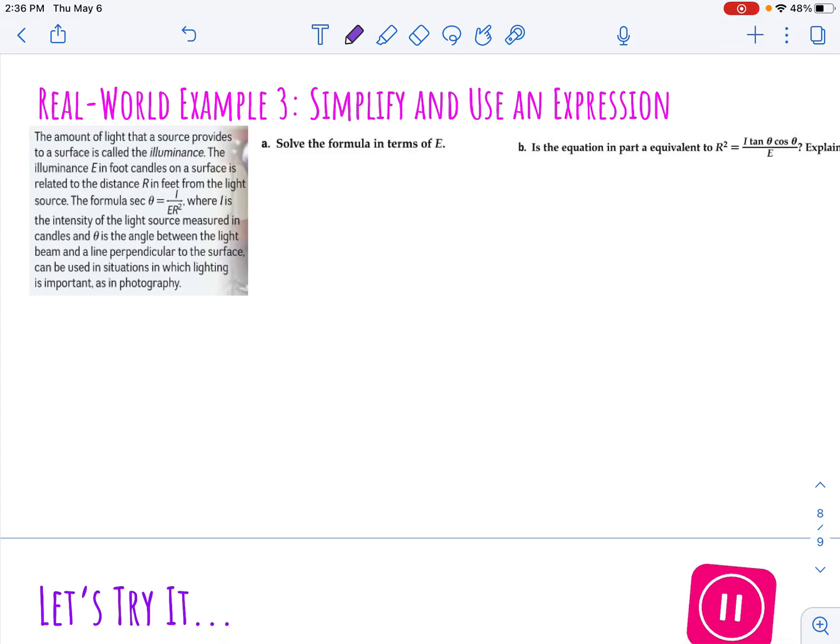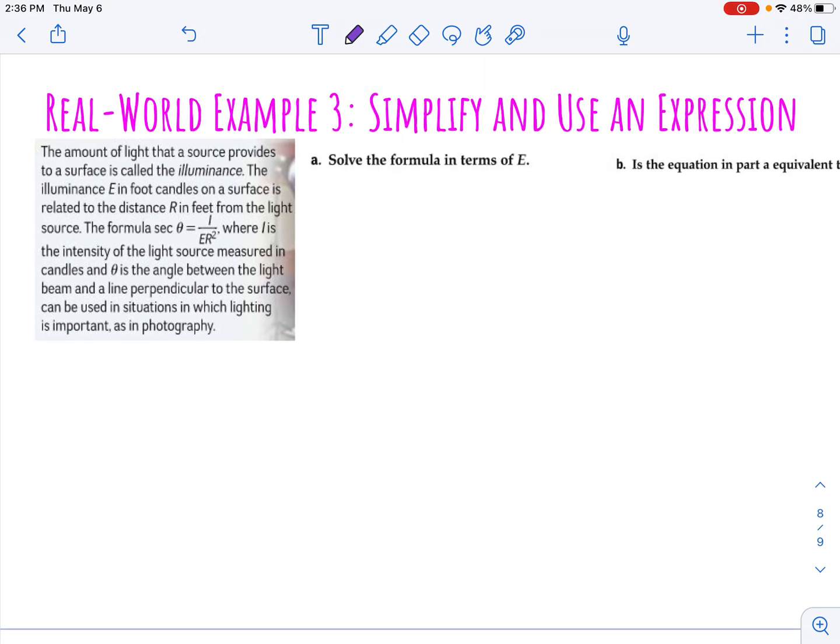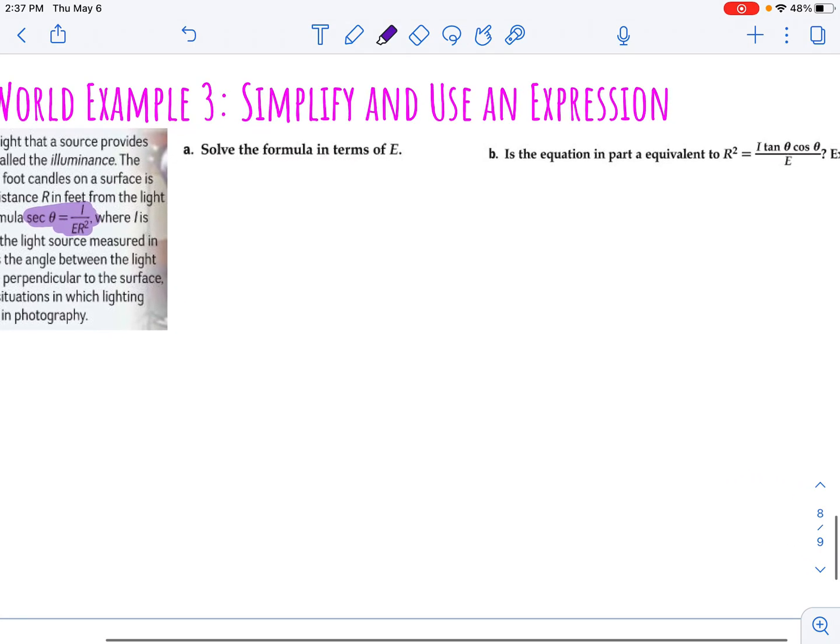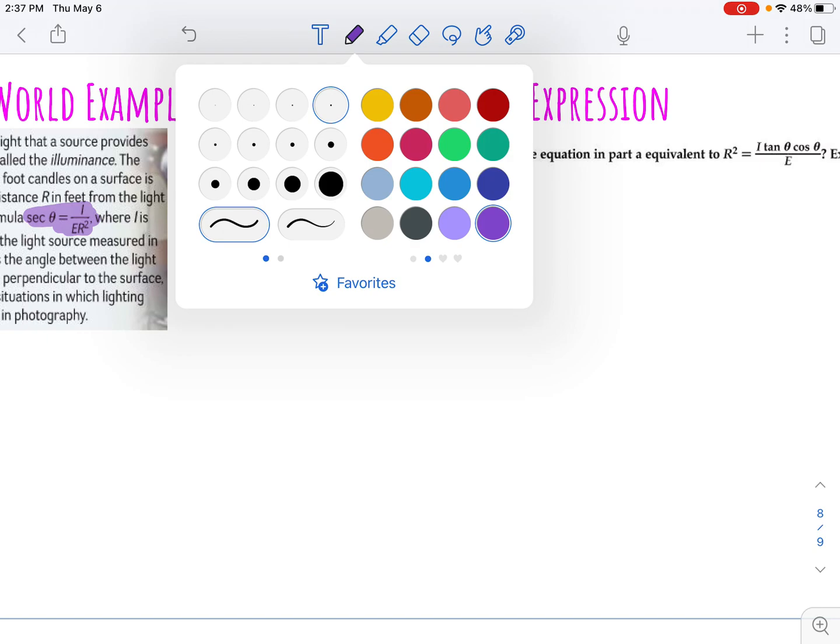Okay, next we have a real world example. It says simplify and use an expression. It's referring to the beginning of the lesson, which had a problem that says the amount of light that a source provides to a surface is called the illuminance. The illuminance E in foot candles on a surface is related to the distance R in feet from the light source. The formula secant of theta equals I over ER squared, where I is the intensity of the light source measured in candles, and theta is the angle between the light beam and a line perpendicular to the surface, can be used in situations in which lighting is important, as in photography.